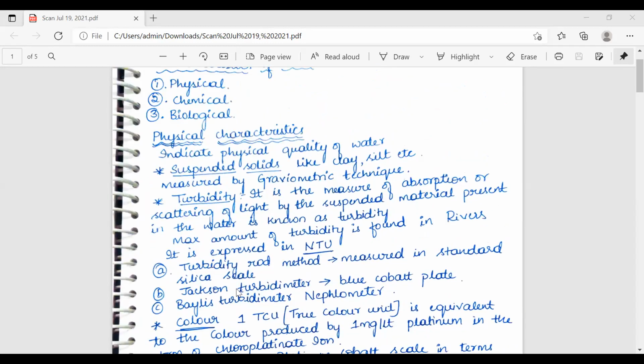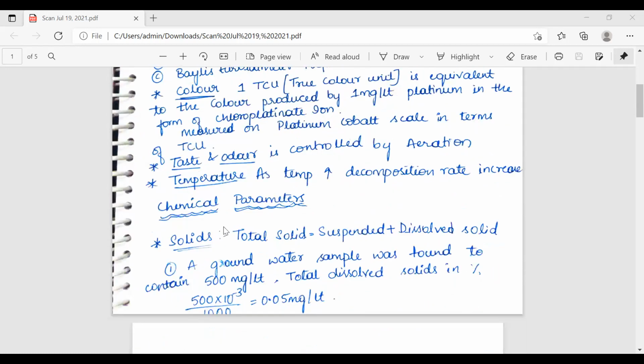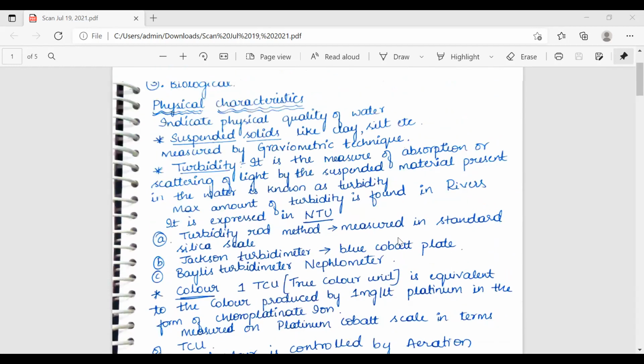Talking about the solids, solids can be either organic or inorganic matter. Examples are clay, silt, etc. It is measured by the gravimetric technique to determine total dissolved solids, suspended solids, and volatile solids. There are various other techniques, but many times they're not used. So what are solids? Total solids is equal to suspended solids plus dissolved solids.